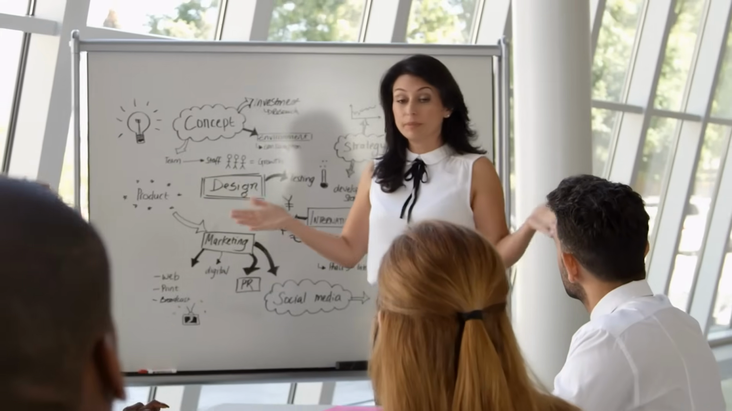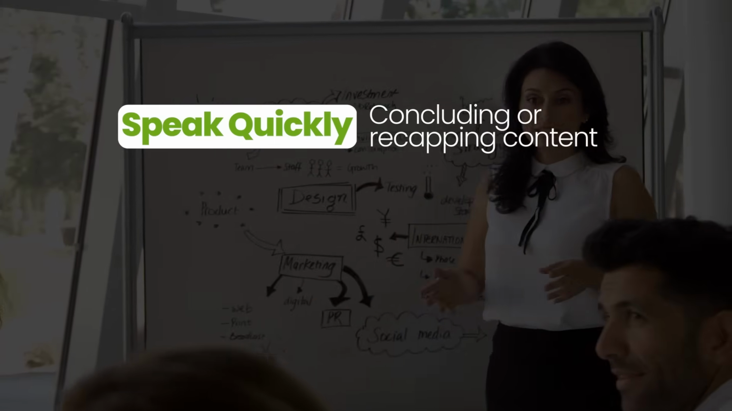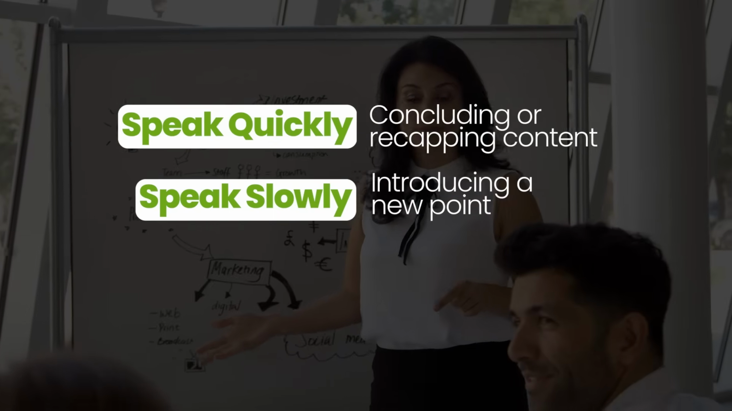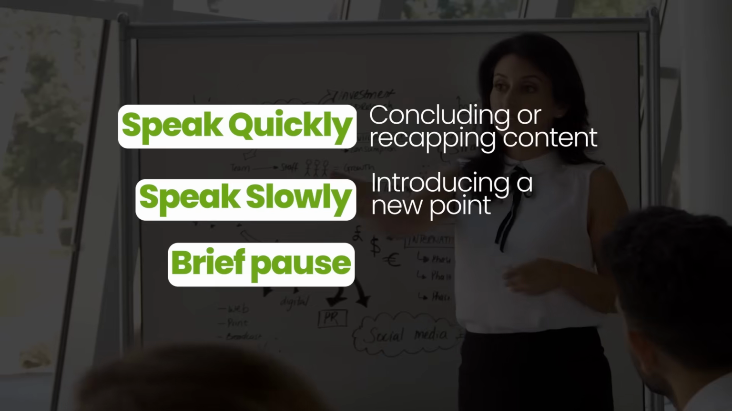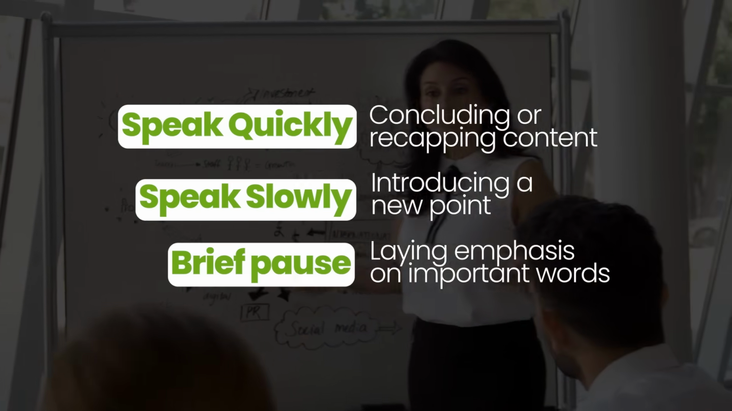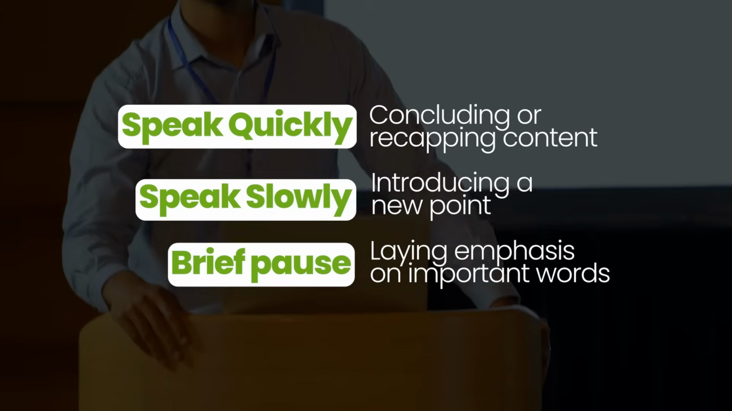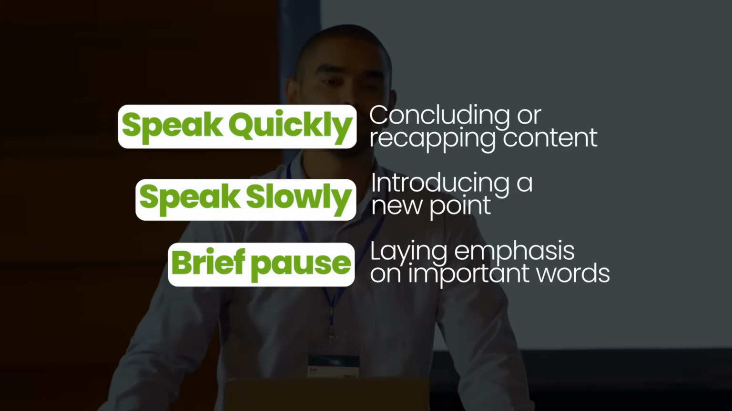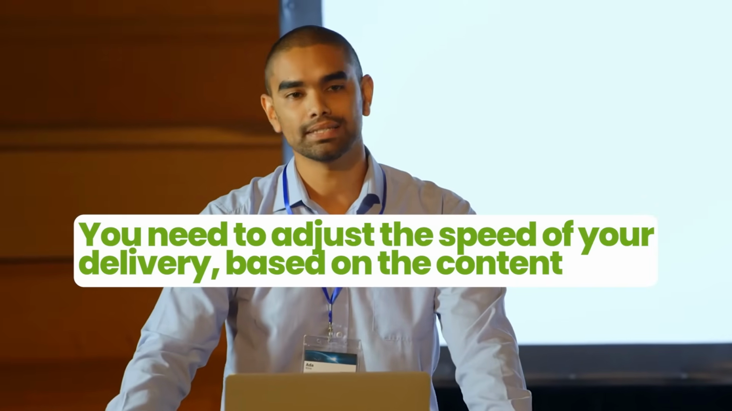For example, you might want to speak a bit more quickly if you are concluding or recapping content in your presentation. You might slow down a bit when you want to introduce an important point in a meeting. Pausing for a second helps lay emphasis on certain important words and draws the listener's attention. This technique is followed by most of the public speakers. In short, you need to adjust the speed of your delivery based on the content of your speech.